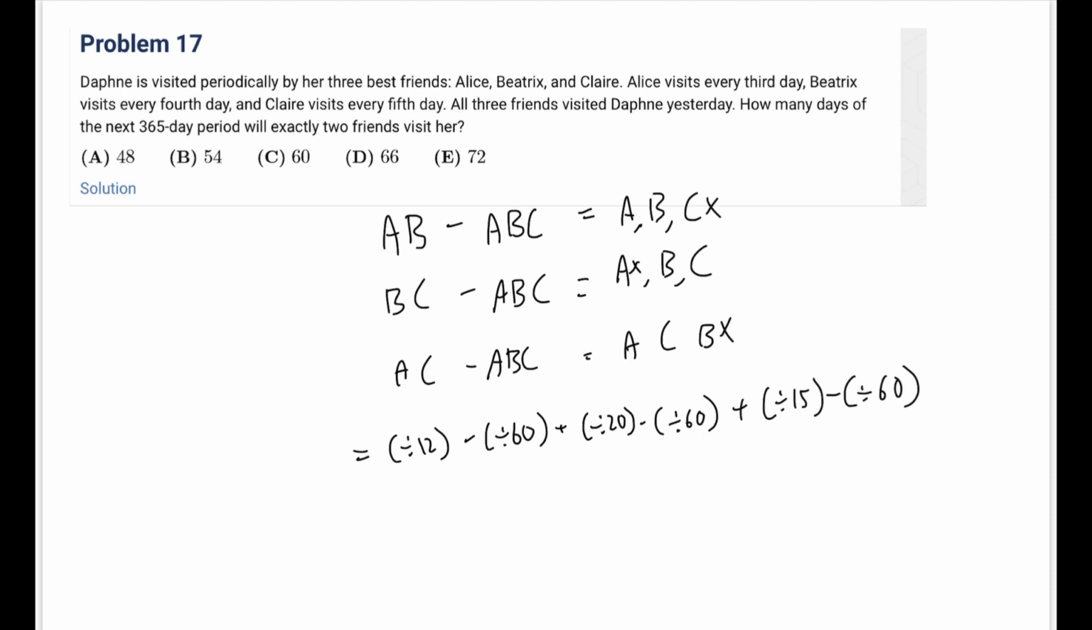And so we need 365 divided by 12 and all these, right? That's what I was talking about right here. And so 365 divided by 12, that makes 30. And then minus divided by 60 is minus 6. Plus, and then 365 divided by 20 leaves 18. And then 18 and then minus, as we said before, minus 6.